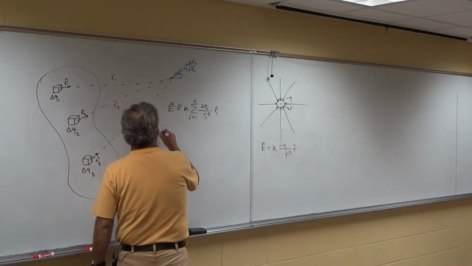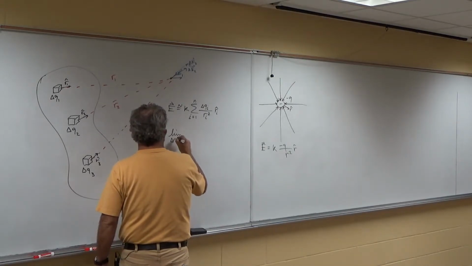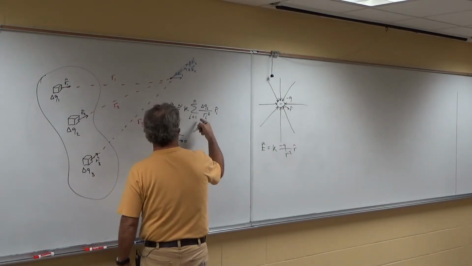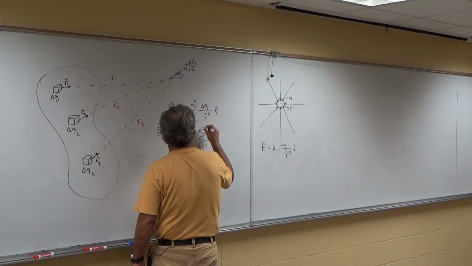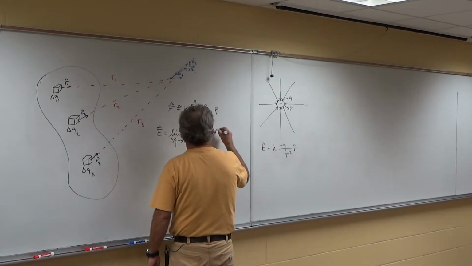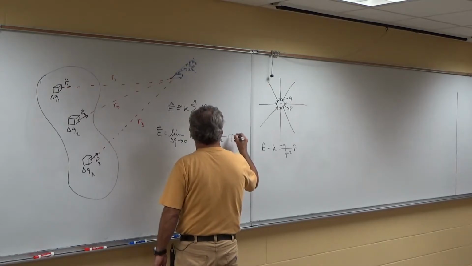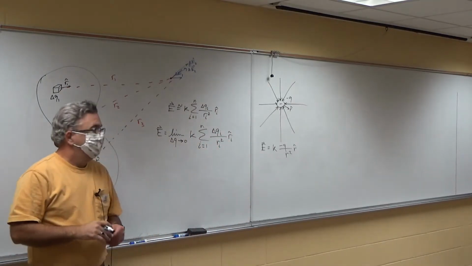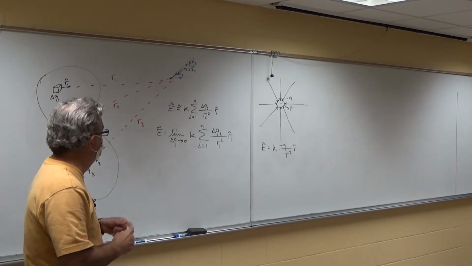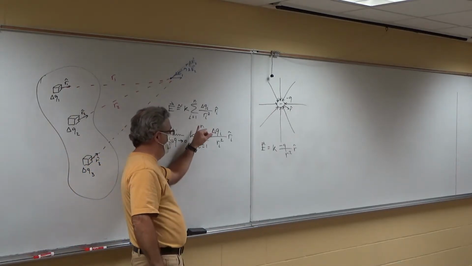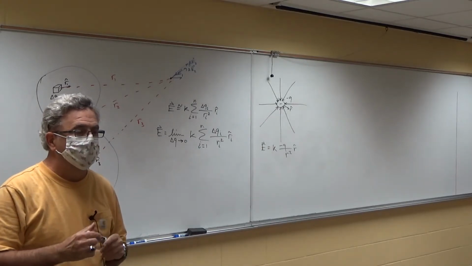Then we'll do what we always do. E is equal to the limit as delta Q goes to 0 of this thing, times the sum from i equals 1 to N of delta Qi divided by Ri squared, Ri hat. That should look familiar to you. This is equivalent to saying the limit as n goes to infinity. I break it up into an infinite number of these little cubes.